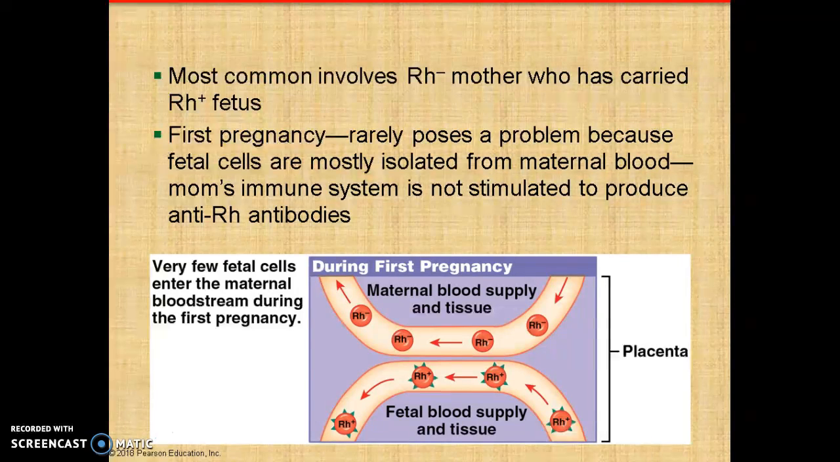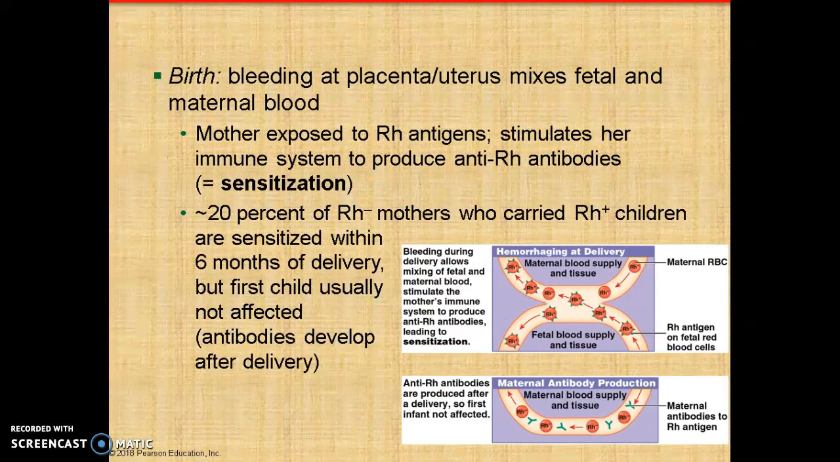It's not a problem with the first pregnancy because those fetal cells are not mixing with maternal blood whatsoever. But during birth, bleeding at the placenta or the uterus mixes the fetal and maternal blood. The mother is exposed to the baby's Rh positive blood, and because she's exposed, she will produce anti-Rh antibodies.